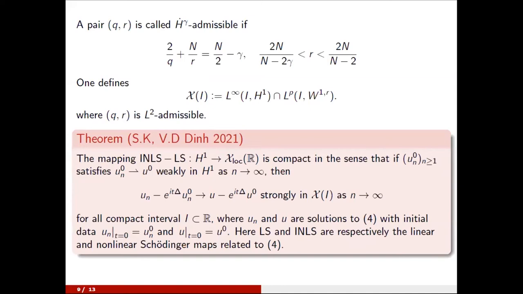For that reason, our result is local. I mean, if I remove the local norm, it's false. It's not true. So if we take the norm here on every compact, we get this strong convergence. If we take all of R, we have to take care of the translation.